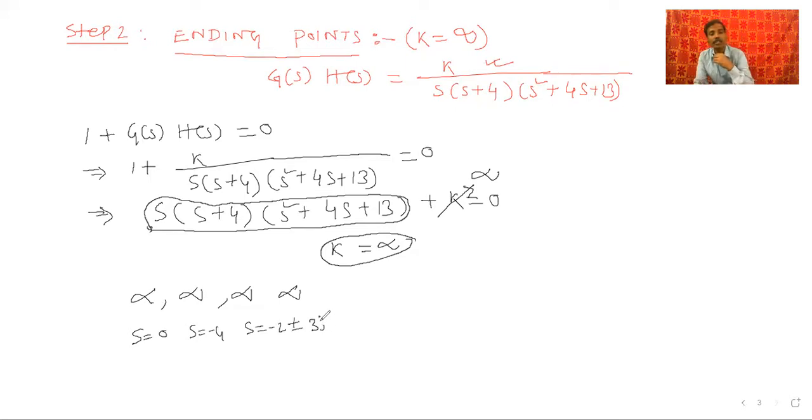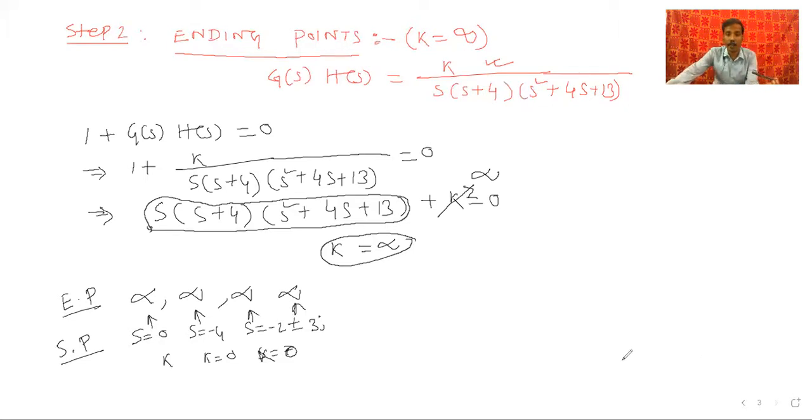This is the starting point, and this is the ending or terminating point. Root locus starts at k equals to zero, s equals to zero, and the terminating point is infinity. S equals to minus four, k equals to zero, and the terminating point is infinity. S equals to minus two plus 3j and minus two minus 3j, and the terminating point is also infinity. So in this case, root locus terminates at infinity.